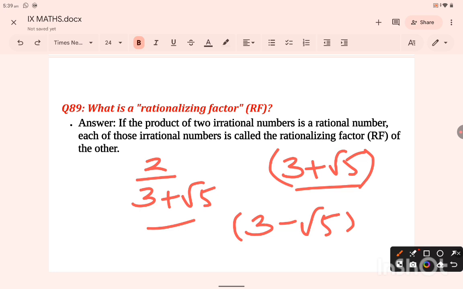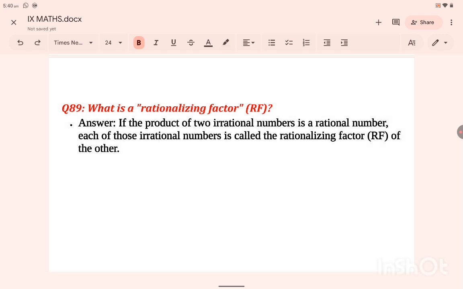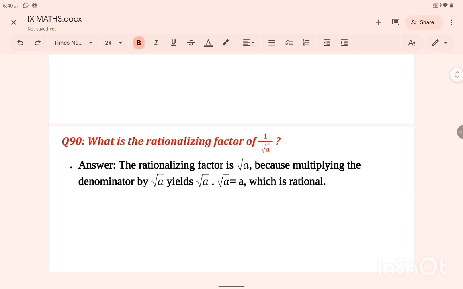The rationalizing factor of 3 plus root 5 is 3 minus root 5. The rationalizing factor of root 2 is root 2, 2 root 2, root 2 by 2, root 2 by 3. All these are known as the rationalizing factors of root 2. Right, next, question number 90.